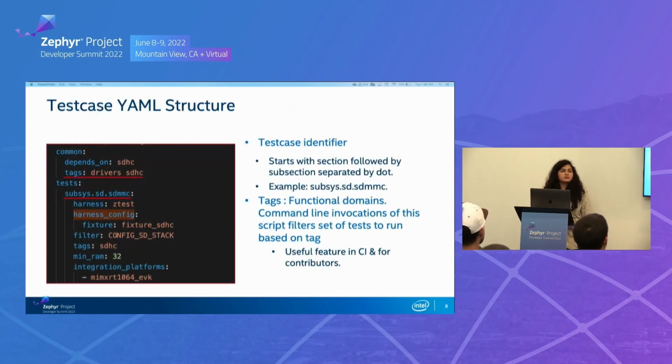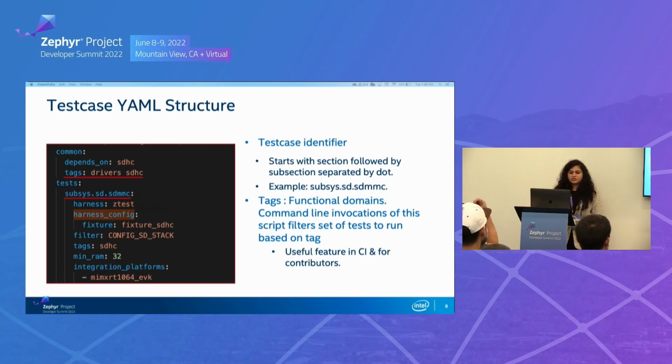And this is how the YAML structure looks. It contains many things, but the most important things to note here are the test case identifier, the ones underlined in red. The test case identifier, which is subsys.sd.sdmmc, starts with a section and is followed by subsections, which are separated by dots, and they are the complete test case names.